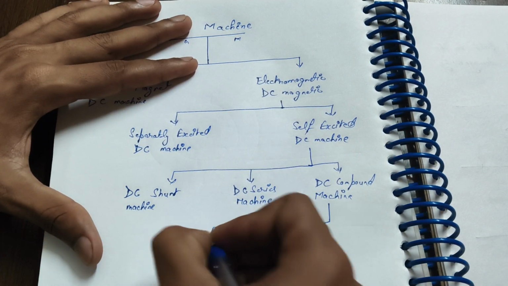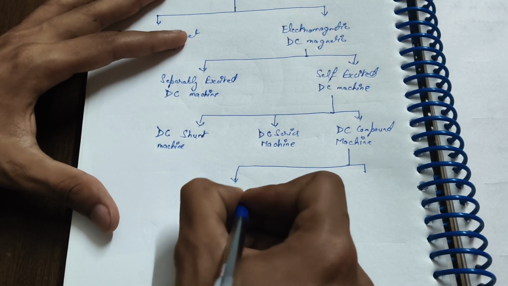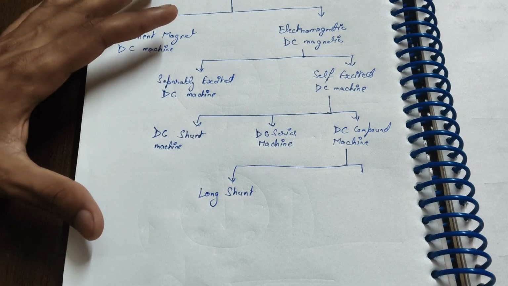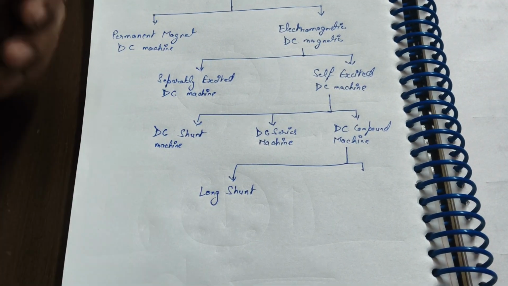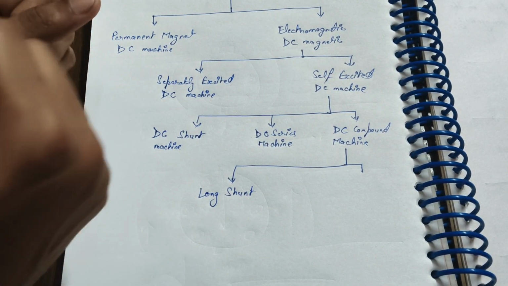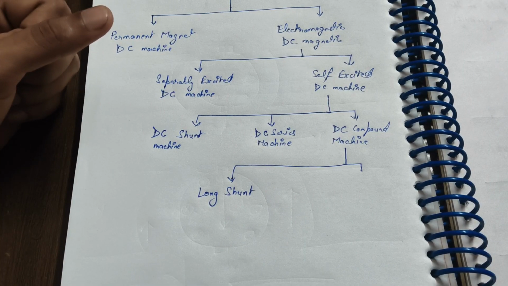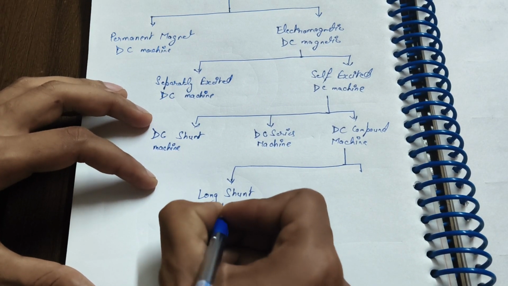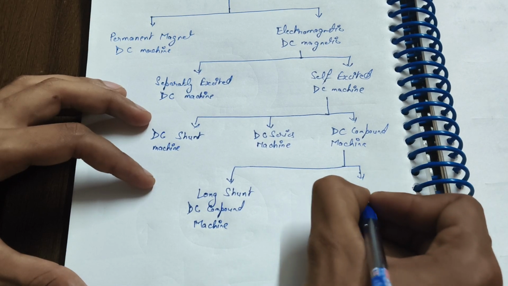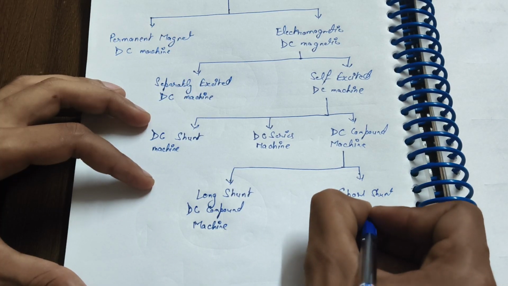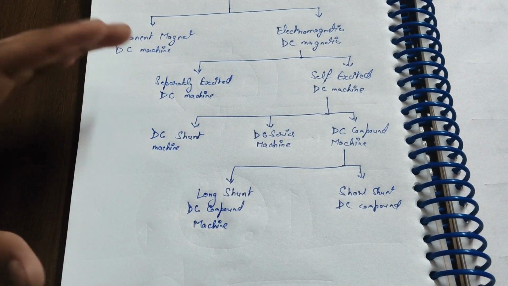Further, the DC compound machine is also divided into two parts. The first one is long shunt. This consists of the shunt field connected in parallel with both the series field and armature winding, or I'll say the series combination of series field and armature winding has the shunt field in parallel. And the other one is the short shunt DC compound machine. In this machine, the shunt field winding is connected in parallel with the armature winding only.